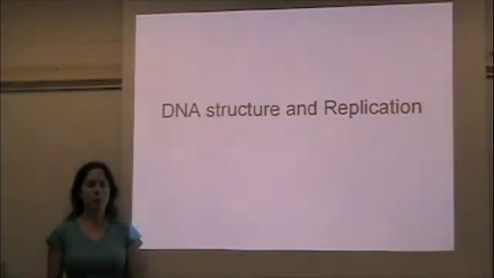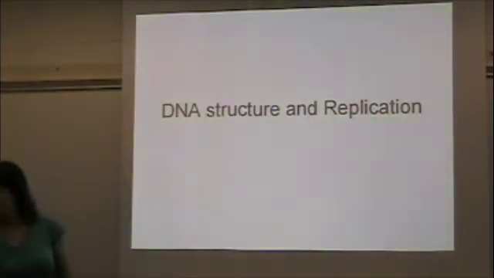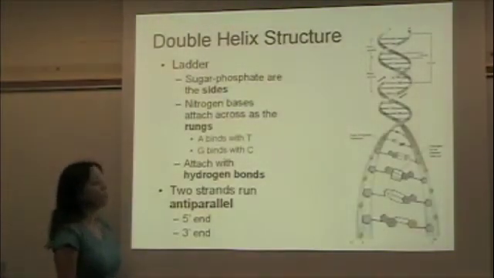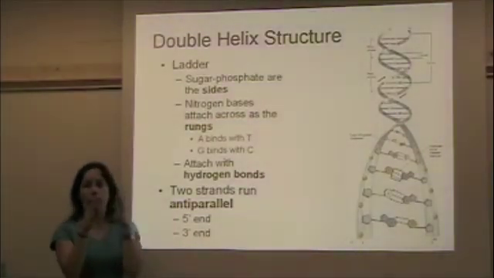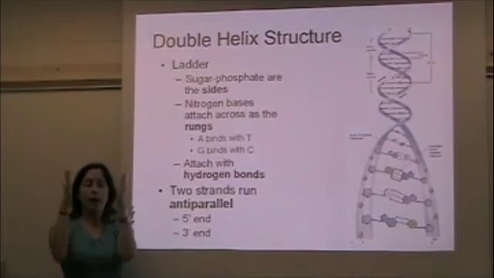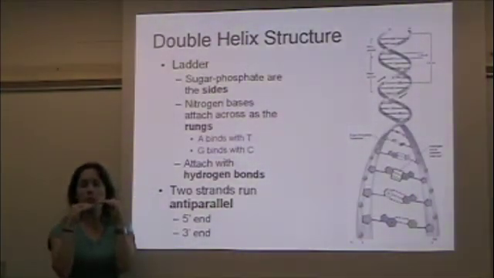The purpose of this PowerPoint is to review the structure of the DNA molecule and how that molecule is copied in the process of replication. So here is the DNA double helix. You can think of the double helix as a ladder. The sides of the ladder are the alternating sugar, phosphate, sugar, phosphate, sugar, phosphate. And there's two different sides that are connected across by the nitrogen bases.